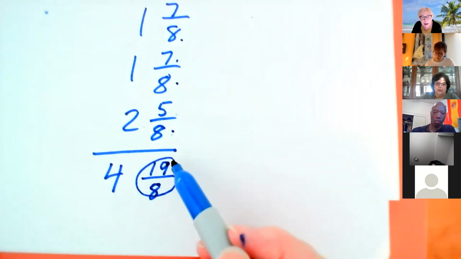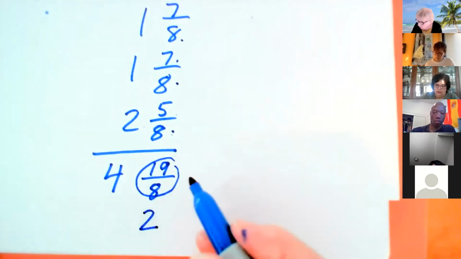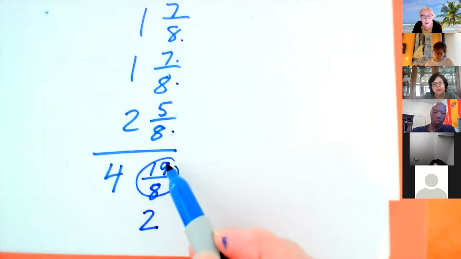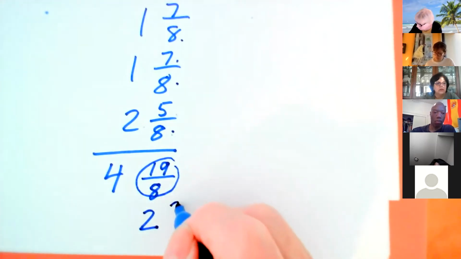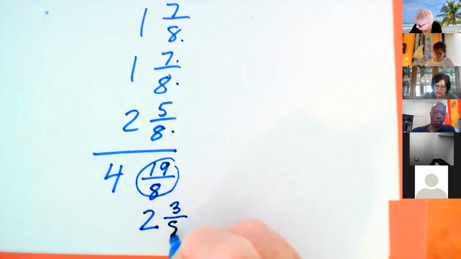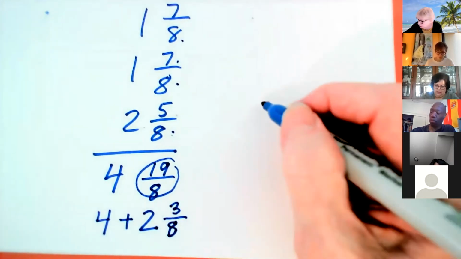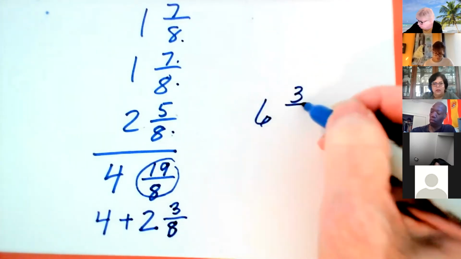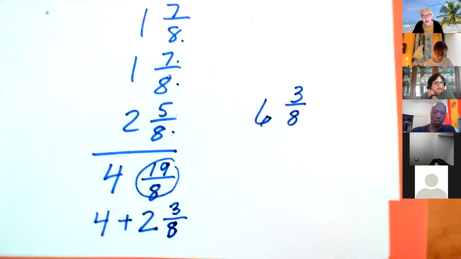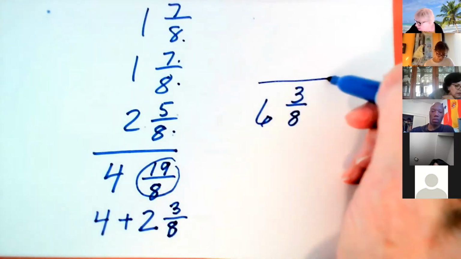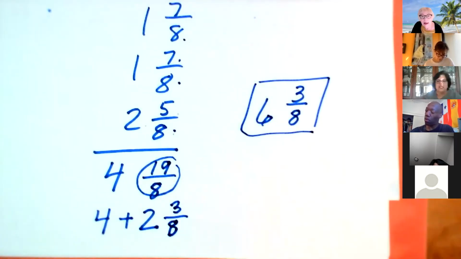8 into 19 goes twice. 16, right? And 3 left over. So it's 2 3/8, and that's 4, and literally it's 6 and 3/8. Now, if they wanted it as a decimal, is that what they did? So this is the correct answer, as a decimal.